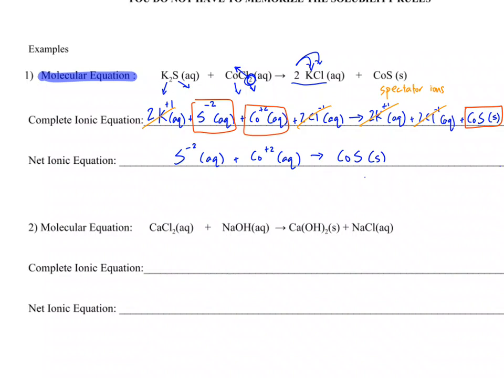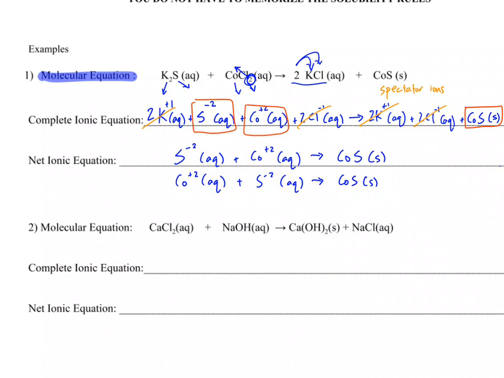Now, you may see them written like this with a negative first and then the positive second. But when you see your actual product form, remember the positive cation is always listed first and the anion is listed second. So you might also often see it written the other way, with cobalt written first and sulfur written second. Still reacting to produce cobalt sulfide. And there's your net ionic equation.